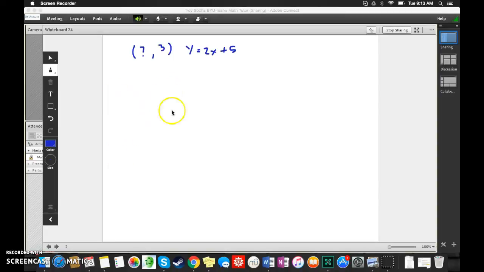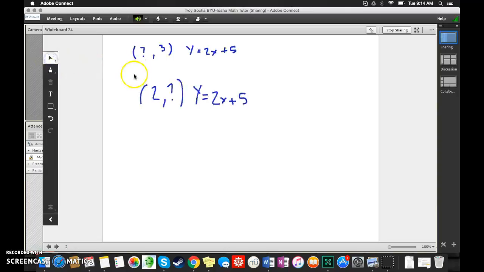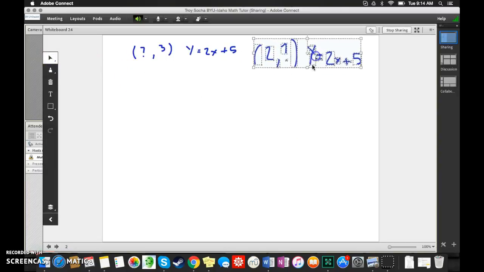Alright, so this is what to do when you see a problem that looks like this, or a problem that looks like this. Where they give you a coordinate with a hole, either here or here. It'll be a question mark. It's an unknown. So what we do is we solve for the unknown by plugging in what we do know.